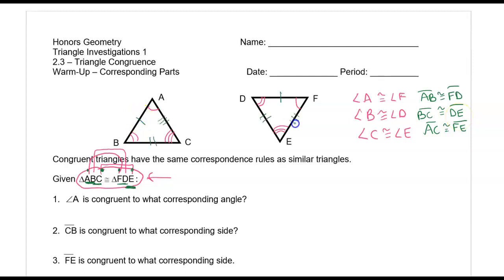Number 1, angle A is congruent to what corresponding angle? Number 2, CB is congruent to what corresponding side? Number 3, FE is congruent to what corresponding side?